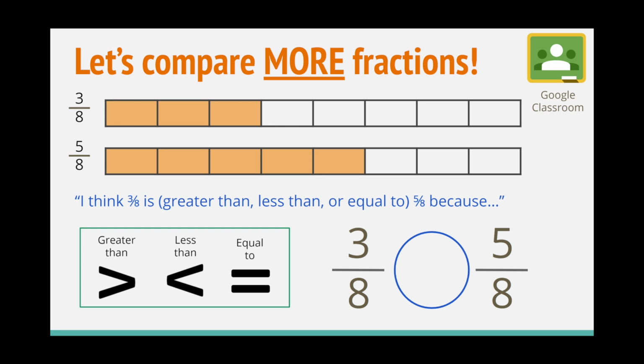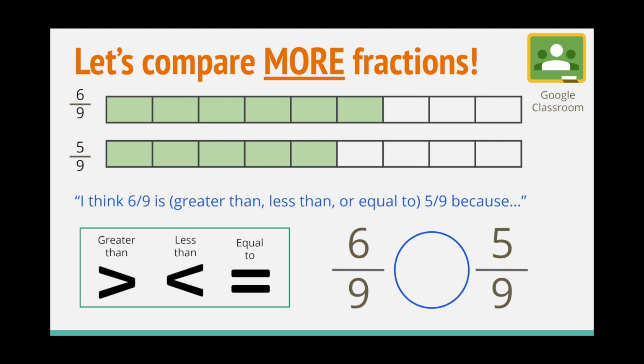So we're going to practice comparing. So we have 3/8 and 5/8. There are 8 parts in the whole, and they each have different parts colored in. 3/8 has 3 parts colored in, and 5/8 has 5 parts colored in. So I want you to think for a second. The first fraction, do you think it's greater than, less than, or equal to 5/8? And I want you to explain why. I think that 3/8 is less than 5/8 because it has less parts shaded in the whole. There's only 3 parts colored in, and 5/8 has 5 parts colored in.